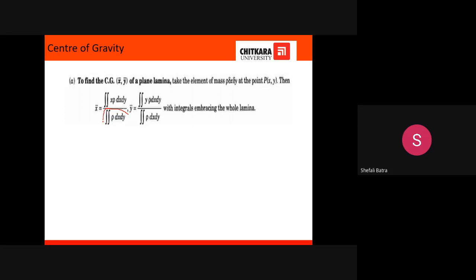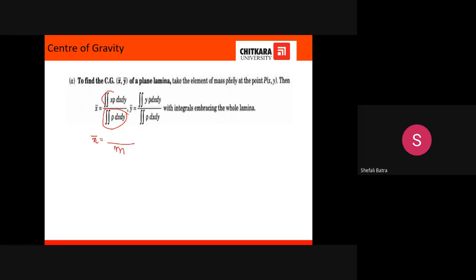We have just studied this formula. What is this? This formula is for what? Mass. Mass. So can I write like this? X bar is equal to something divided by mass.